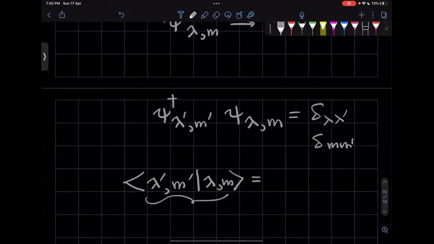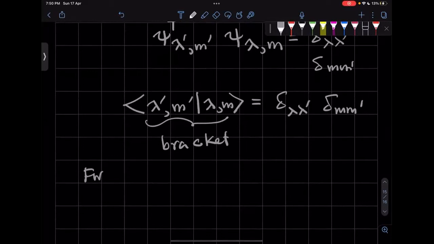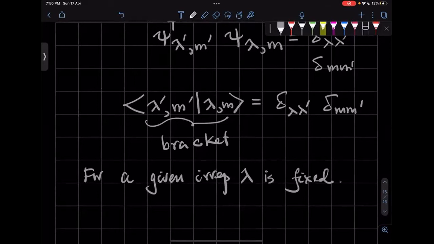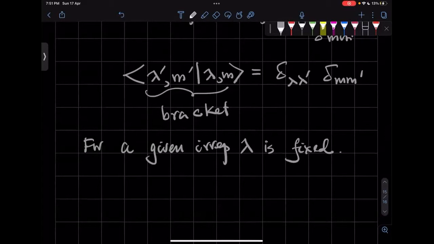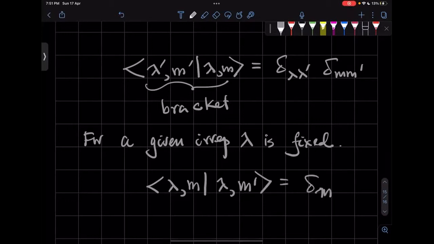So this is the bracket, which is an inner product, and this is delta lambda lambda prime, delta m prime m. Okay. Now for a given irreducible representation, for a given irrep, lambda is fixed. So for now, we shall only change m. The relationship that we will be using is that lambda is the same, m may be different.